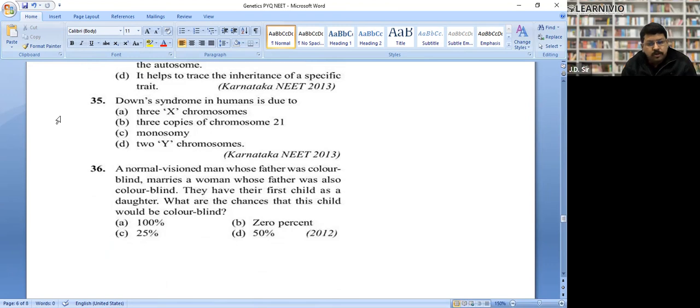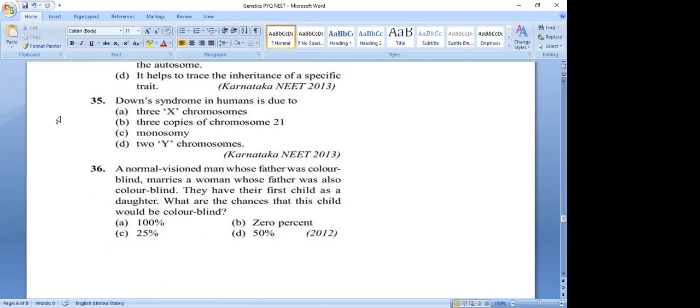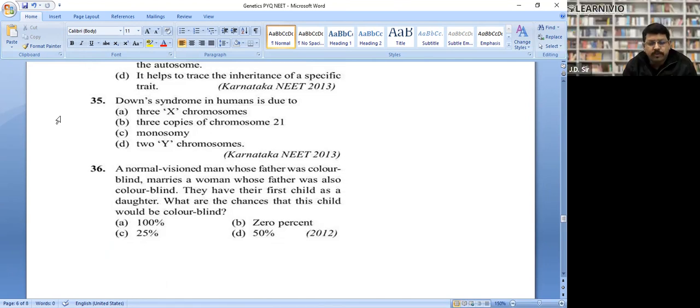Down syndrome in humans is due to three copies of chromosome 21. Yeah, we have trisomy of chromosome 21, right?